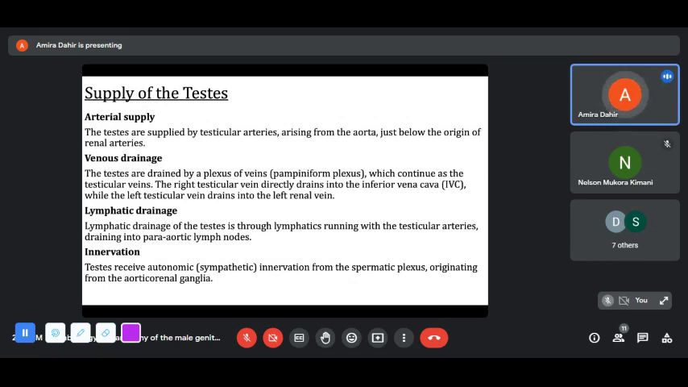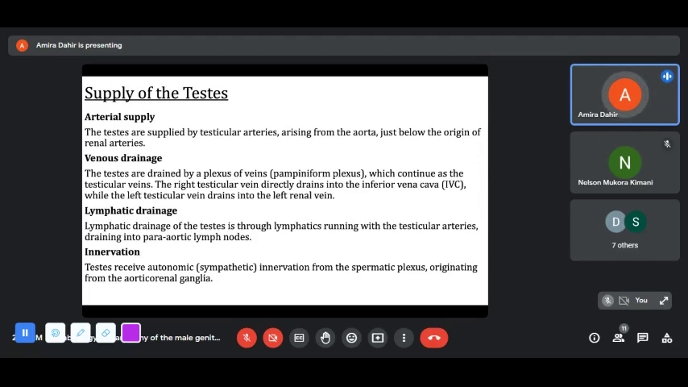As for venous drainage, the testes are drained by a plexus of veins known as the pampiniform plexus, which continue as the testicular veins. The right testicular vein directly drains into the inferior vena cava, while the left drains into the left renal vein. As for lymphatic drainage of the testis, it's through the lymphatics running with the testicular arteries, draining into the para-aortic lymph nodes.